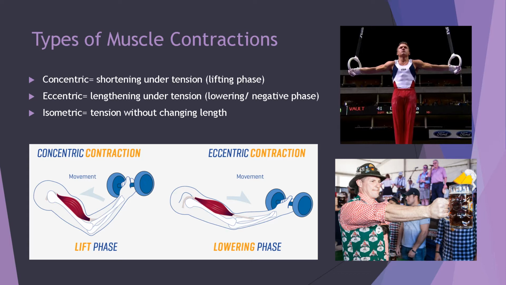There's also what we call isometric muscle contractions, where the muscle doesn't change length but is still under tension. Examples of this would be this gymnast here doing the iron cross on the rings, as well as this gentleman here holding out his beer stein.